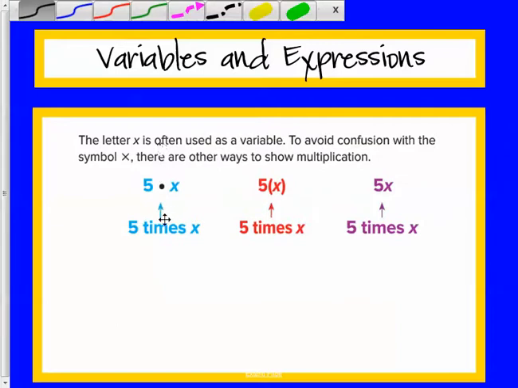Okay, so don't forget that when we multiply, there are other ways to show multiplication than just a multiplication sign. Because a lot of times multiplication signs get confused with the variable letter x. So we can use a dot, we can use parentheses, or we can just use a coefficient and variable next to one another with no gap. Okay, so these are all the ways that we can now show multiplication in algebra. All right, so what does this all mean?